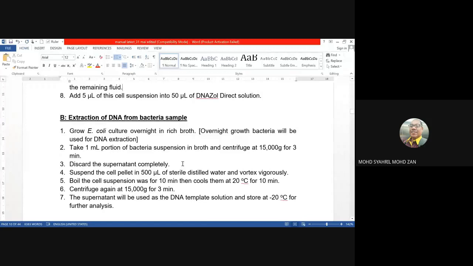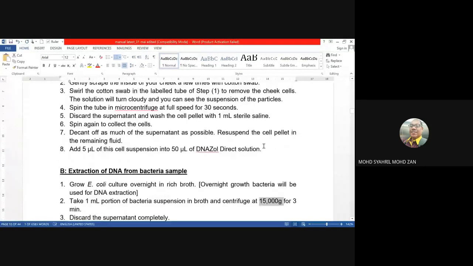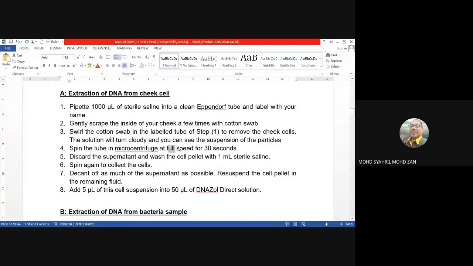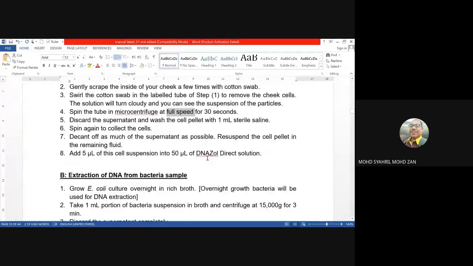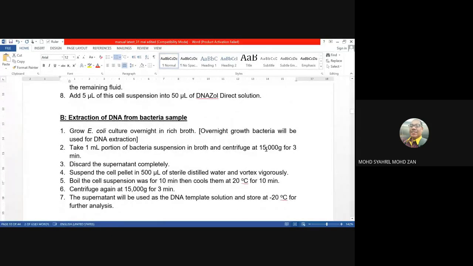It's very simple. Okay. Number 1, take 1 ml of bacteria suspension in the broth. Okay, so you can use broth, you can use petri dish, or agar. So for agar you scoop it using an inoculum loop, right? And then centrifuge at about 15,000 G. Okay, so this one is the same speed as this one, full speed. Okay, the same as for extraction of DNA. So same speed. But the difference is this one we're using 3 minutes. Okay. And then discard the supernatant completely, right?